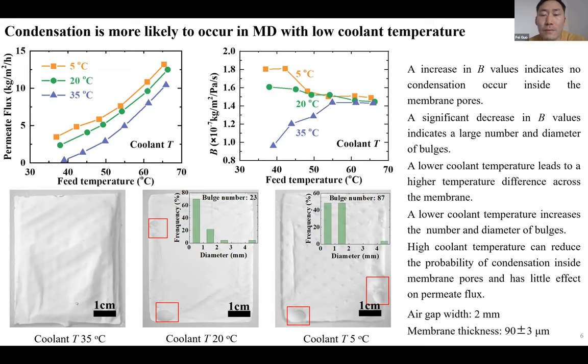A lower cooling temperature increases the temperature difference across the membranes, and increases the number and the diameter of the bulges. Through our experiment, we found that a higher temperature can reduce the probability of condensation inside the membrane pores, and it also has very little effect on the permeate flux.